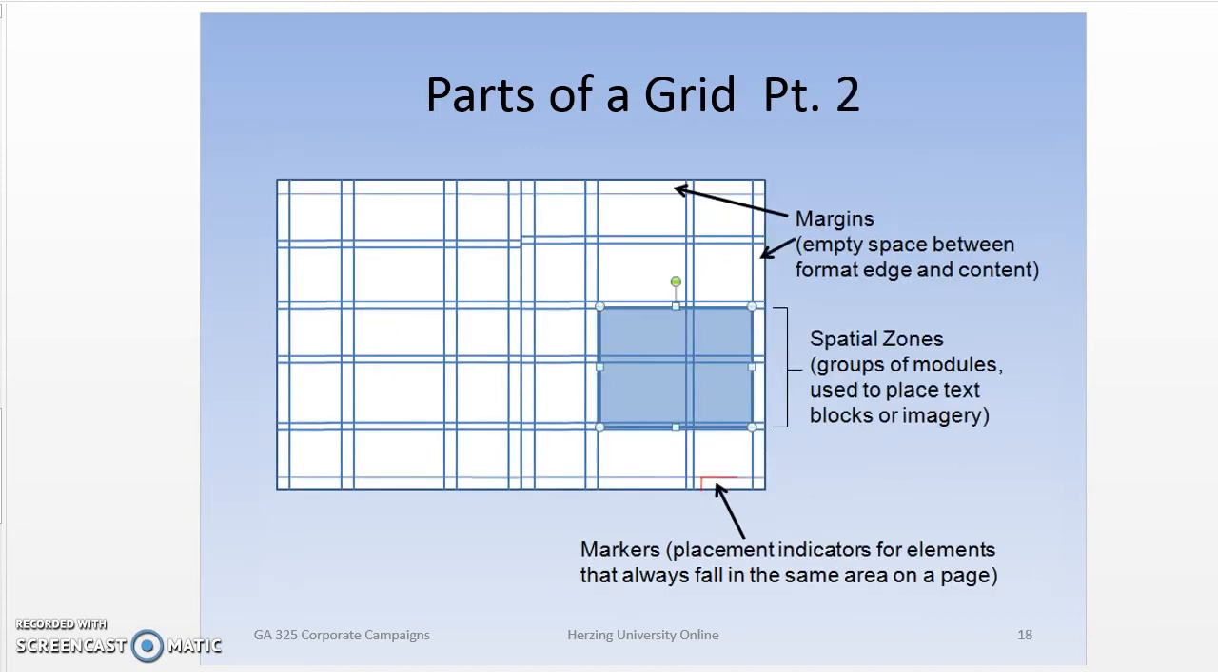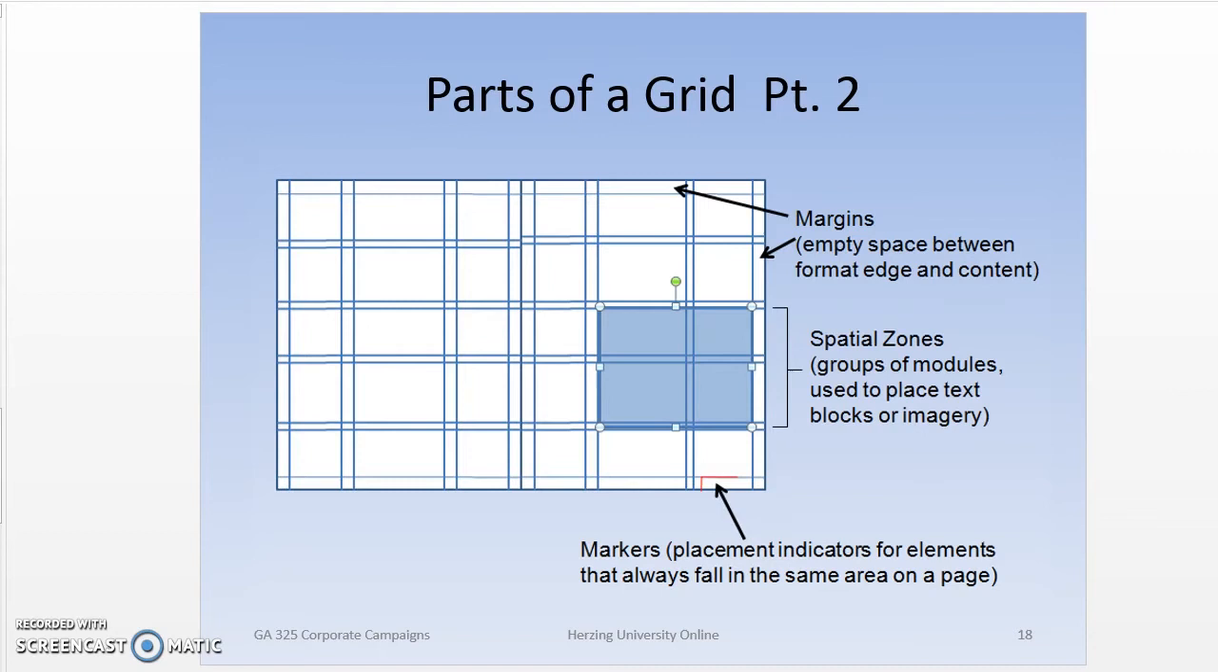Parts of a grid, part 2. Other components of a grid consist of margins, which we already are familiar with. This is the empty space between the edge of the page format and the outside of content and images. Several modules may be used when placing a large image or font. These multiple module areas are known as spatial zones.